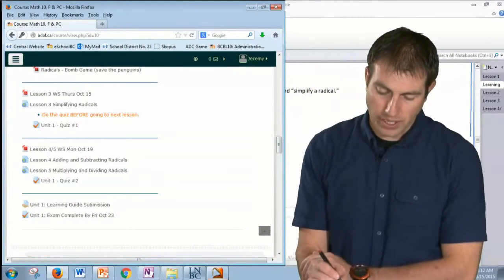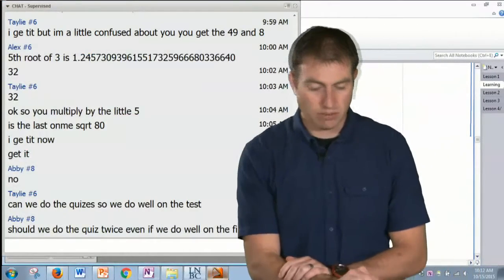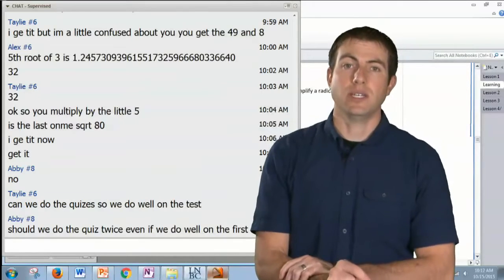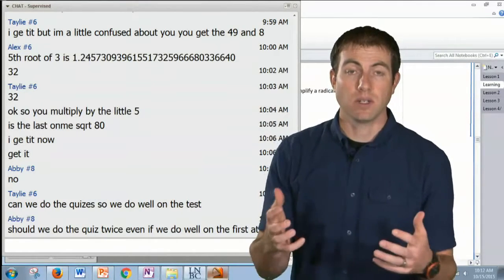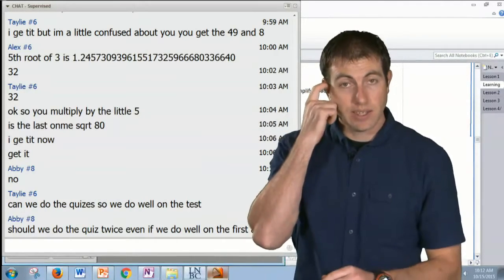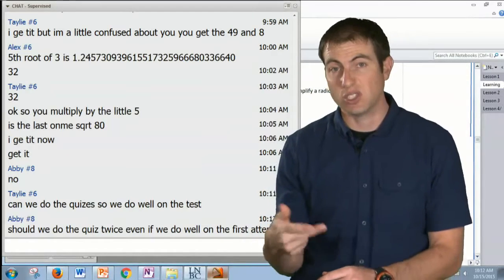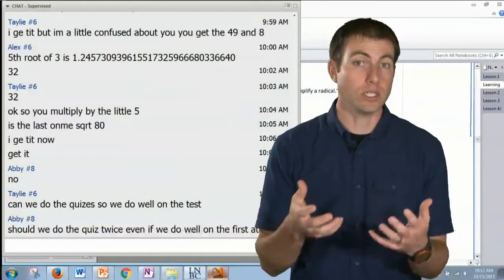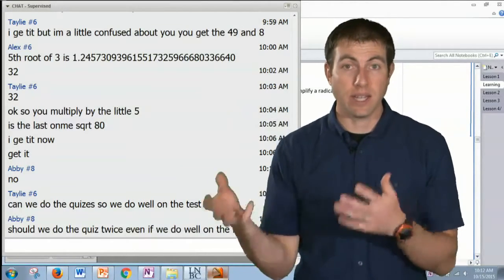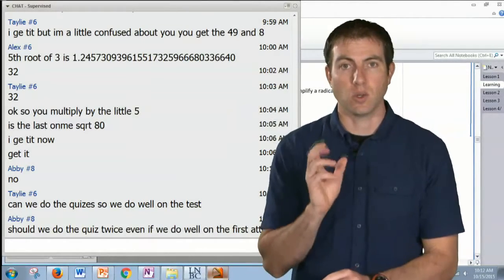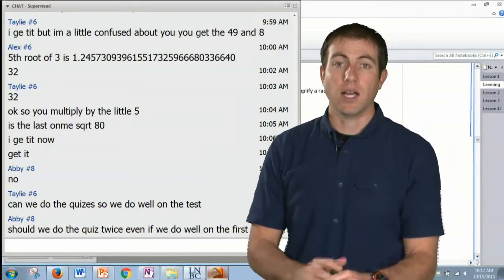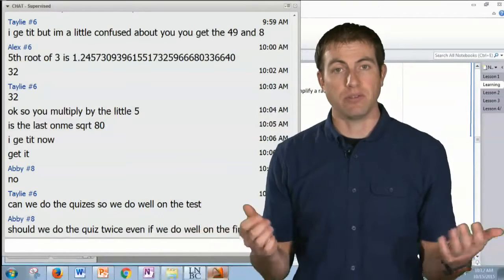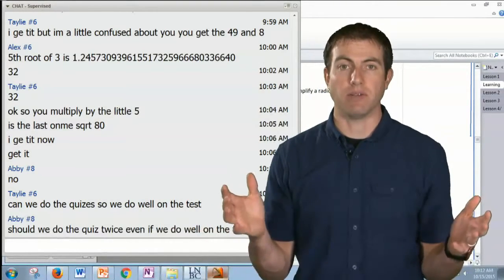Awesome question. And should we do the quiz twice, even if we do well on the first attempt? I'll tell you this much. The test that you do is based out of the same questions as the quizzes. So if you did each quiz twice, they're just randomly chosen questions. You might get the same question on a quiz and then the next quiz, or you might get the same question on a quiz and then the test. So when you're doing the quizzes, it's always going to take your highest grade. Doesn't matter if you get 1 and 5, it just takes the 5.